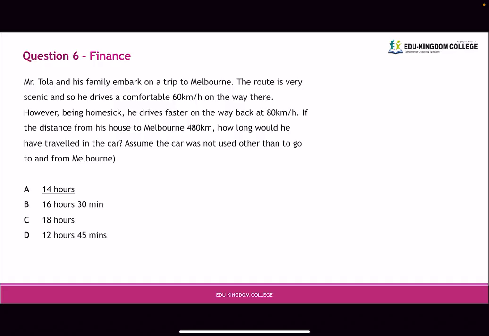Question 6, so Mr. Toller travels from Sydney to Melbourne, which is 480 kilometers, and then also comes back. On the way there he travels at 60 kilometers per hour. On the way back, he travels at 80 kilometers per hour. So if you divide 480 by 60, you get 8. So it takes him 8 hours to get there. And on the way back, it takes him 6 hours, because 480 divided by 80 is 6 hours. So altogether, 8 plus 6 should give you 14.